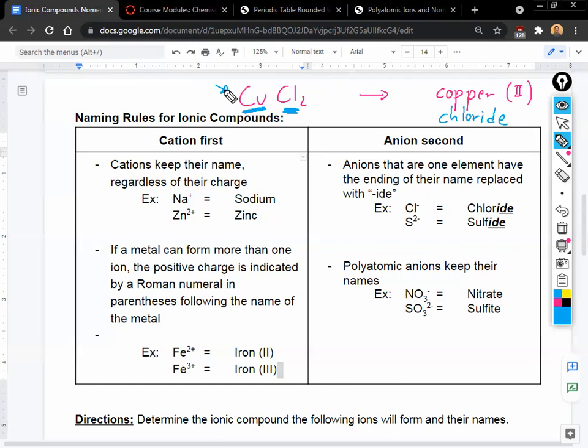Again, if we have a cation that can have more than one charge, usually the ones in the middle, then all we need to do is put the charge in parentheses in front of it, okay? And we have to do it in Roman numerals, so if you guys don't know Roman numerals, this is 1, this is 2, this is 3, and then sometimes we'll do 4. This is 4. Okay.